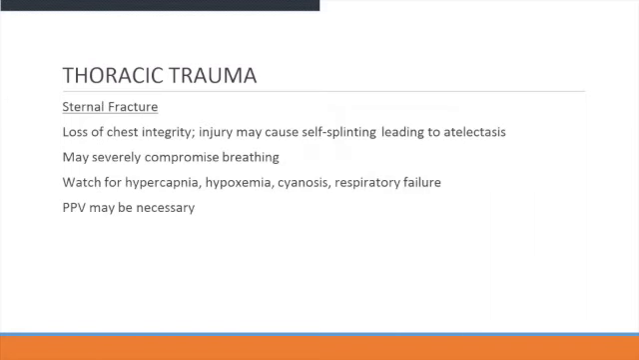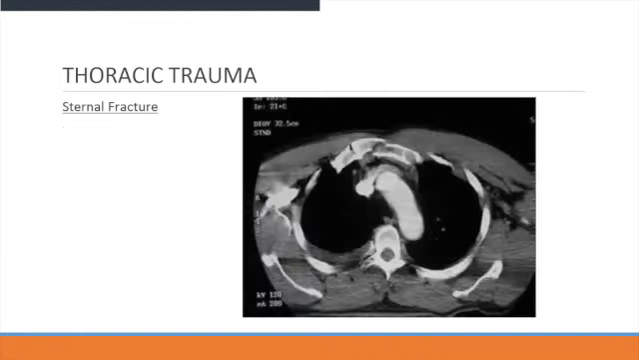So whenever you have a sternal fracture, you have loss of chest integrity. The injury may cause self-splinting, leading to atelectasis, and may severely compromise breathing. Watch for hypercapnia, hypoxemia, cyanosis, and respiratory failure. Positive pressure ventilation may be necessary.